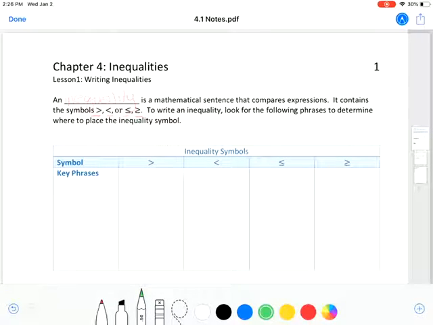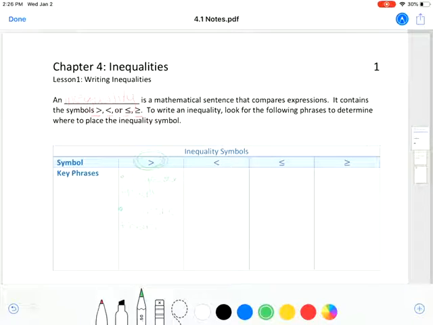This first one right here, key phrases that we will see when we're using this symbol is greater than. This is our greater than symbol. So for instance, if the sentence was 7 is greater than 6, this is the symbol you would use. The other key phrase that you will see is more than. So 10 is more than 5.